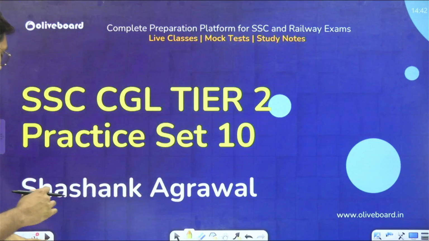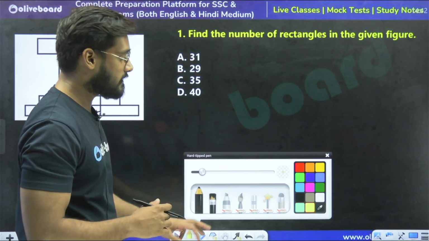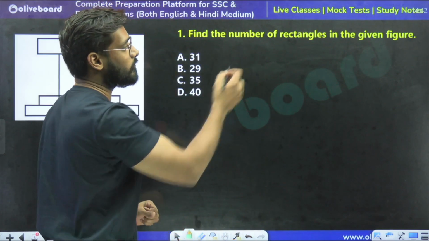So let's begin with the questions, that what questions we are having in this set. The first question is, find the number of rectangles in the given figure.